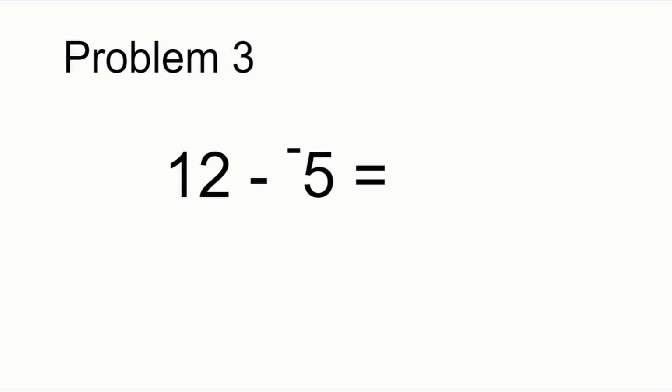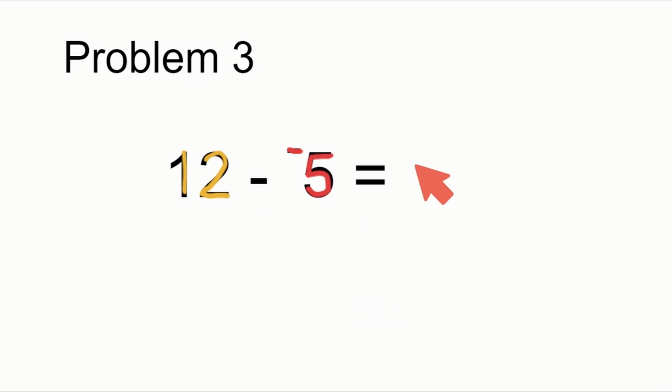Problem 3. 12 minus negative 5. What do these numbers mean in terms of our chips? This 12 means we have 12 yellow, or 12 positives. And minus negative 5 means we're trying to take away 5 red chips. How can I rewrite this into an equivalent addition problem?